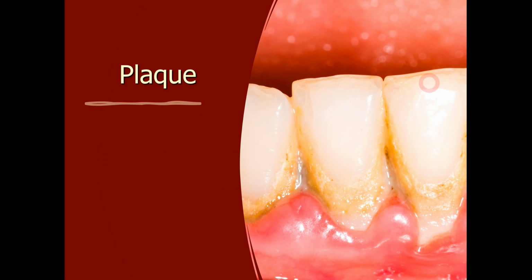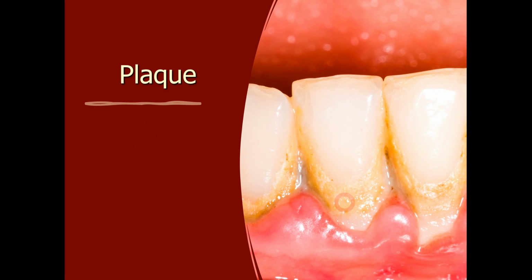Now, in this clinical picture, you can see that these are the lower teeth, and you can appreciate that this is the gingiva. However, you can see that there is some deposition present over here. It is yellowish, whitish, and grayish in color. It's a mixture of these three colors, and you can appreciate that this is present between the teeth near the gingival margin. So this is called plaque.